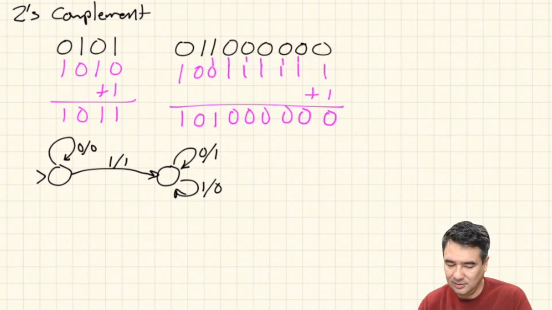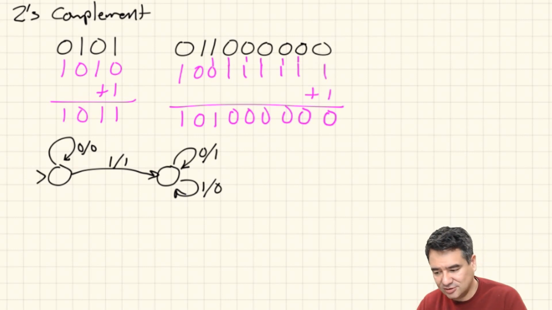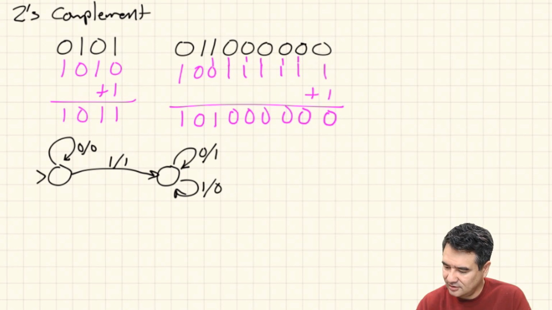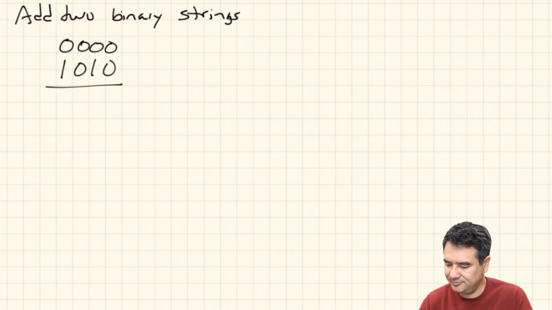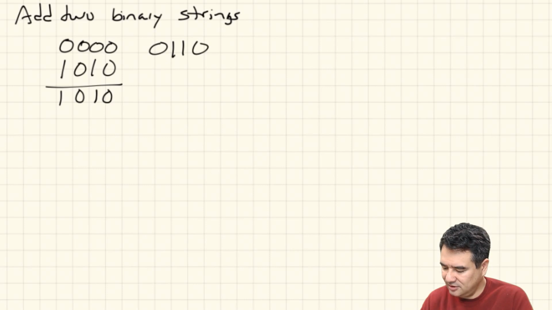Okay, but then earlier I said, well, deterministic finite state machines can't add, but actually a Mealy machine can, sort of. But again, it's not looking at numbers, it's just looking at patterns of zeros and ones coming in. So let's take a look at how to add two binary strings. So let's say we're adding 0, 0, 0, 0 and 1, 0, 1, 0 together. So 0 plus 0 is 0, 0 plus 1 is 1, 0 plus 0 is 0, 0 plus 1 is 1. That one's easy. What if we did 0, 1, 1, 0 plus 1, 0, 1, 0?